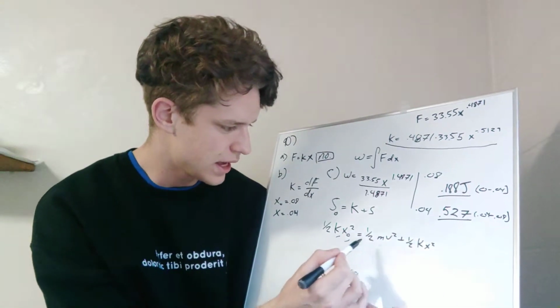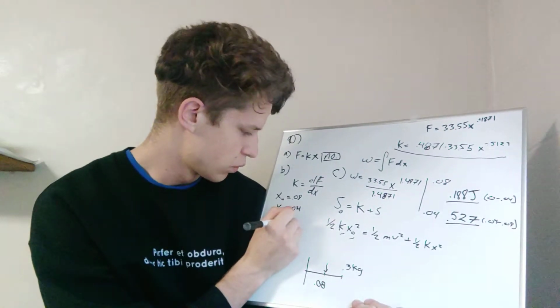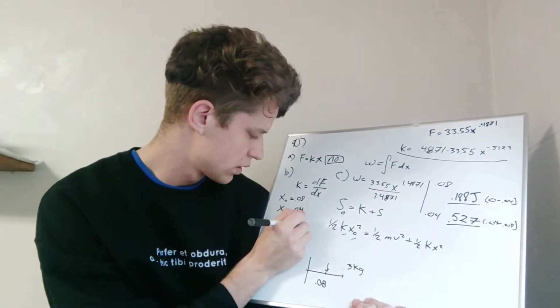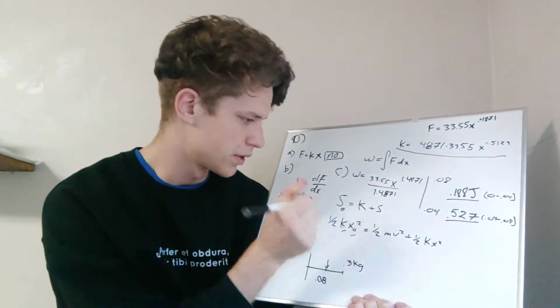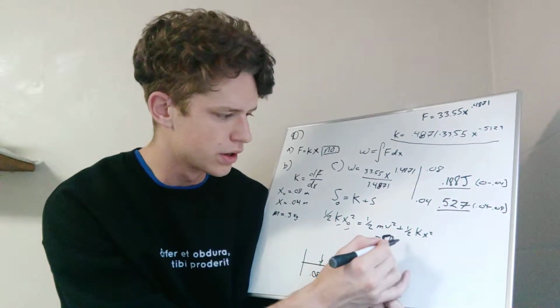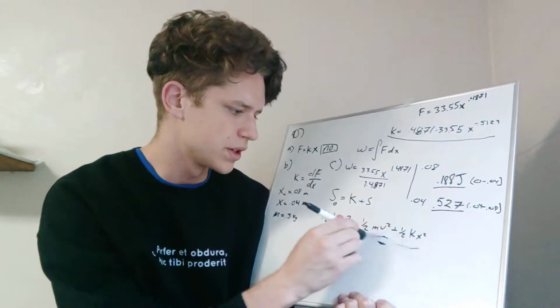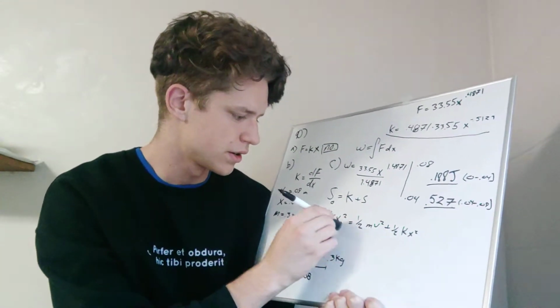The mass is equal to 0.3 kilograms. These are both in meters. Let me not forget those. Velocity is what we're trying to solve for. We have k already, and then x as well. So at this point, all we need to do is plug those into your calculator, and you should get the answer. So it's going to be 1/2 of all of that.